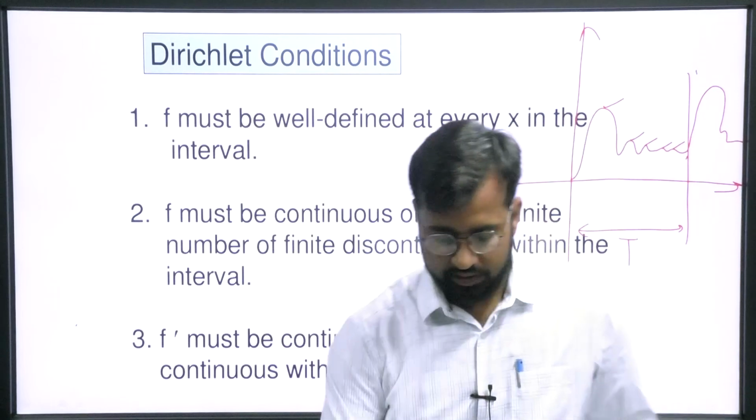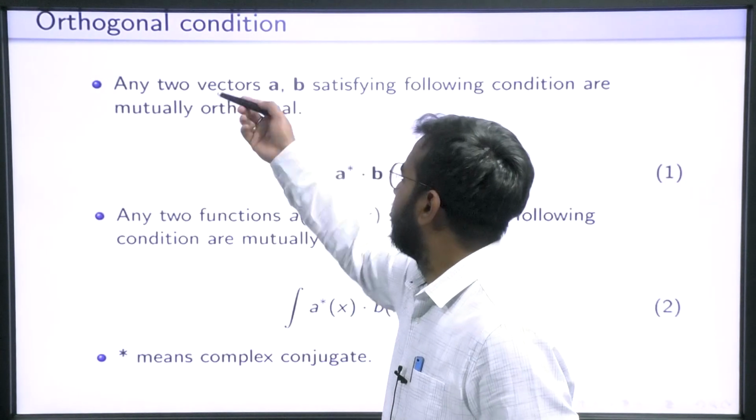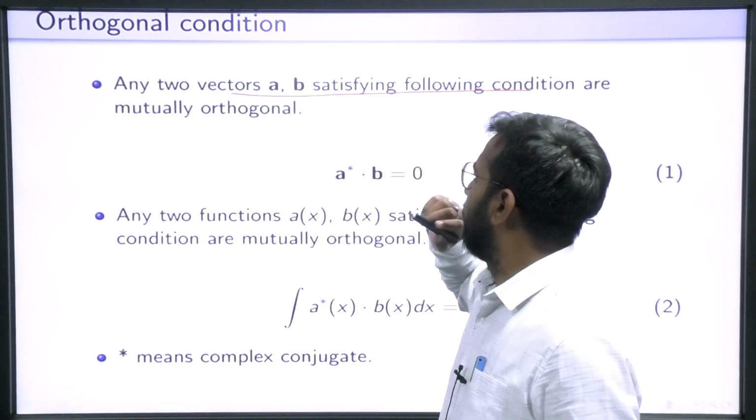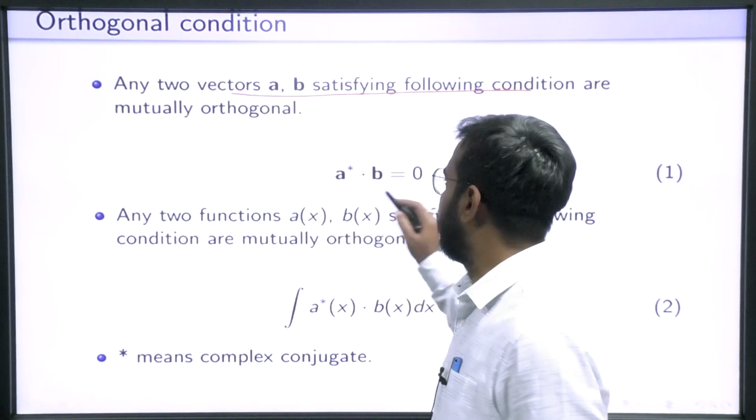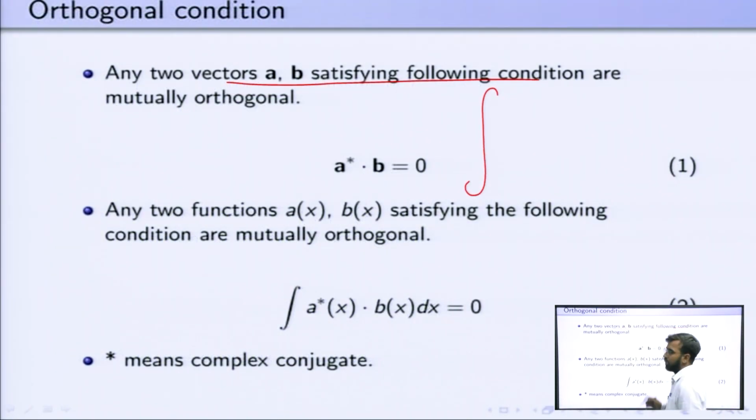Next, any two vectors A or B satisfy the following condition: mutually orthogonal. What do we mean by orthogonal signals? Suppose there are two signals; if the product of those signals is 0, then those signals are called mutually orthogonal.